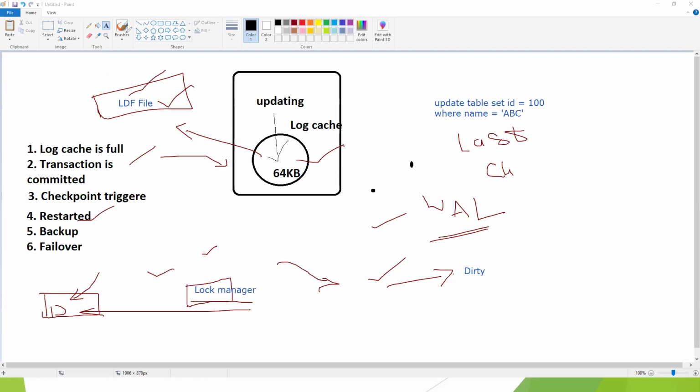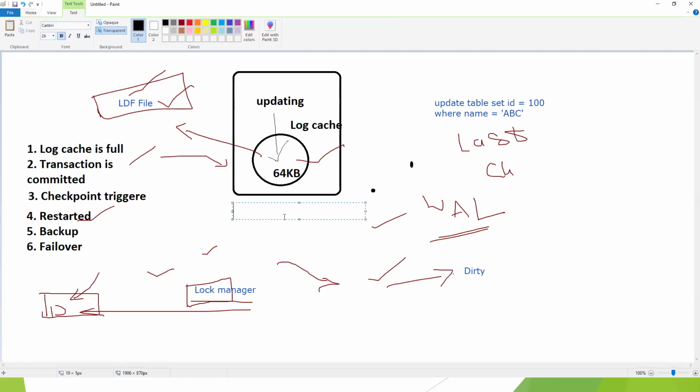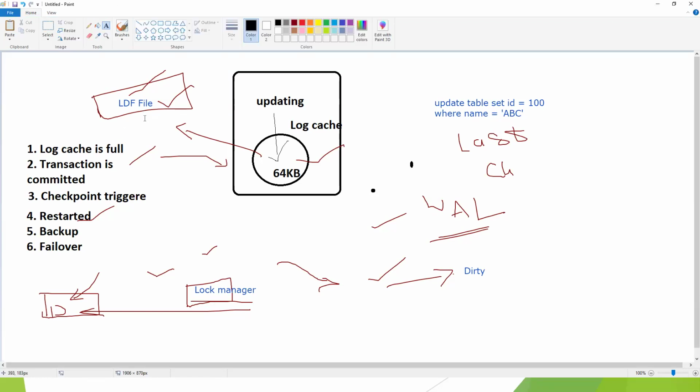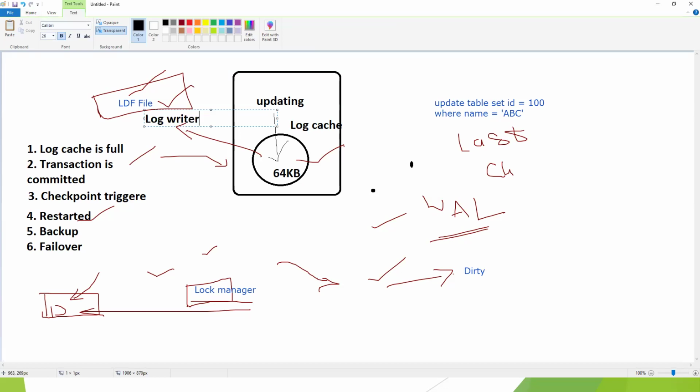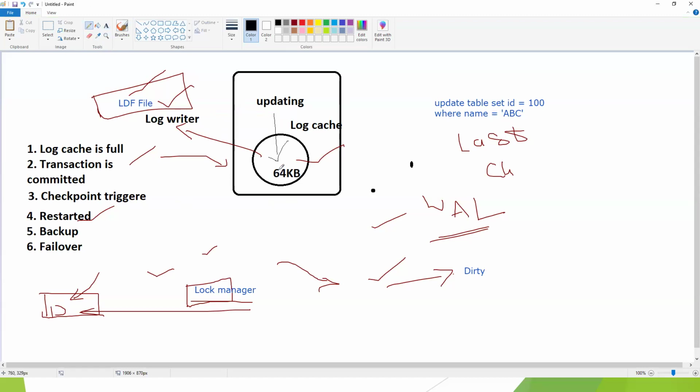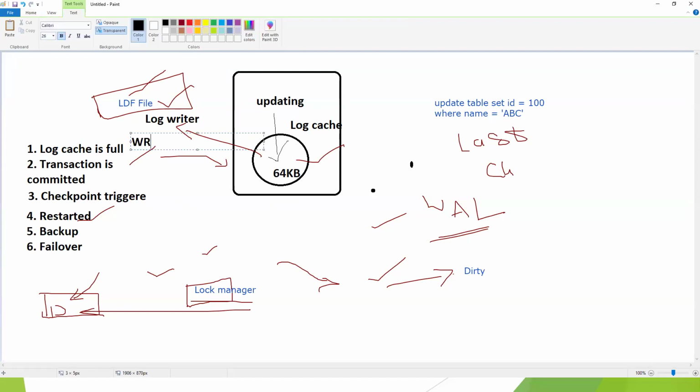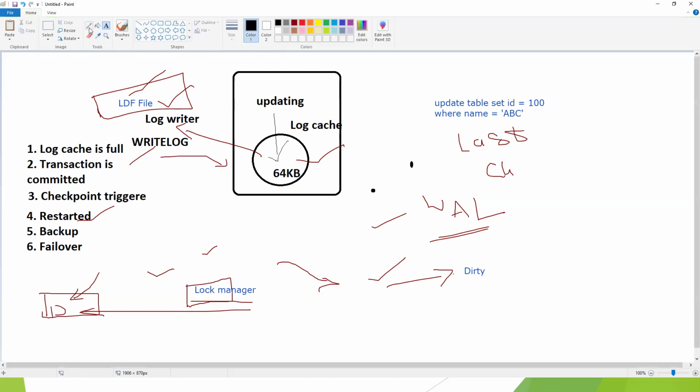That is where you have something called the log writer thread. The log writer's responsibility is to write the transactional logs from the log cache to the LDF file. Suppose you have a lot of data and you keep flushing it into the transaction log file. That is where you might see a wait type called WRITELOG. We'll talk about wait types in detail later, but to understand here: if you perform any huge transaction that writes a large amount of data into the transaction log file, you will see this WRITELOG wait type.